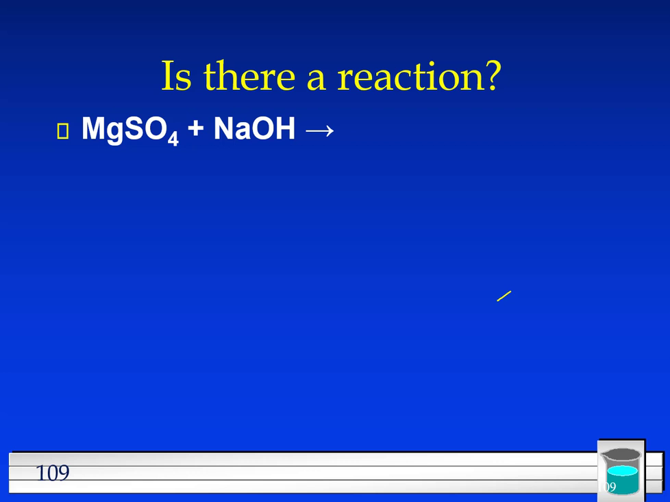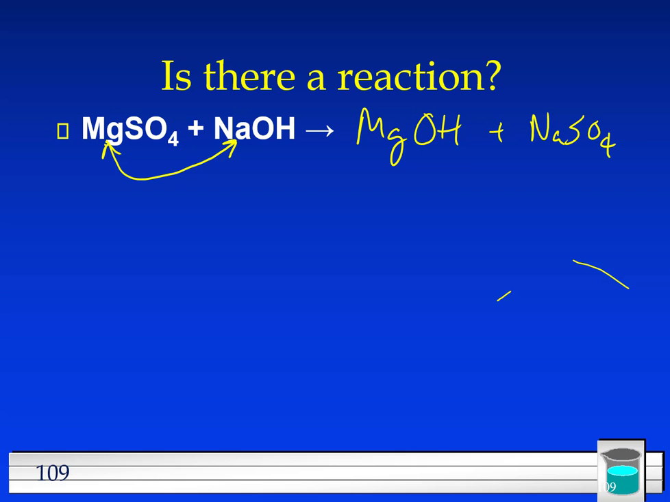So MgS, magnesium sulfate and sodium hydroxide, the magnesium and the sodium are going to change places. So the magnesium is going to end up next to OH, and the sodium is going to end up next to SO4. I did the double replacement. Put them next to their partners.